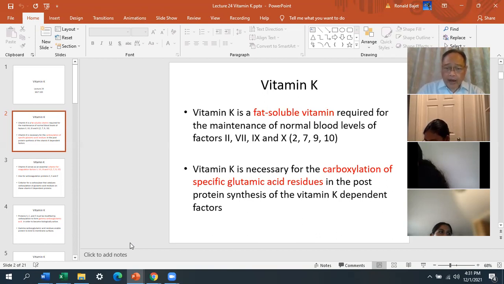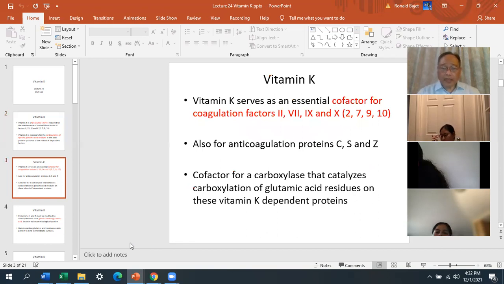So vitamin K is needed for the carboxylation of glutamic acid residues in the post-protein synthesis of the vitamin K dependent factors. It serves as an essential cofactor for factors 2, 7, 9, 10. Those are your vitamin K dependent factors. And also for the anticoagulation protein C, S, and Z. We just talked about C and S.